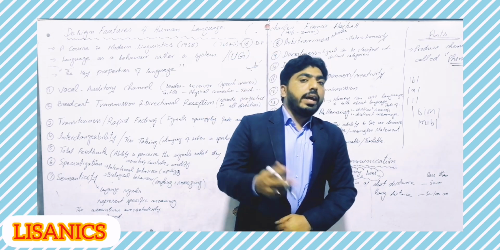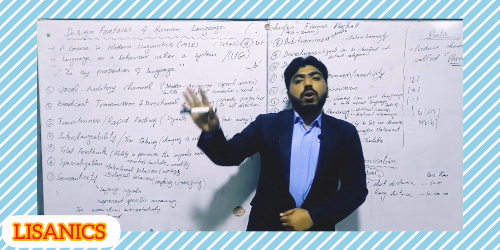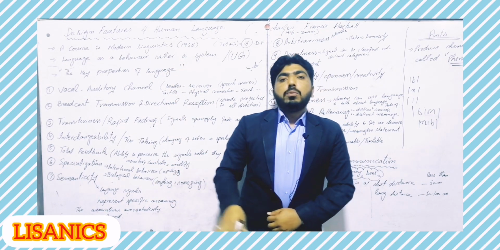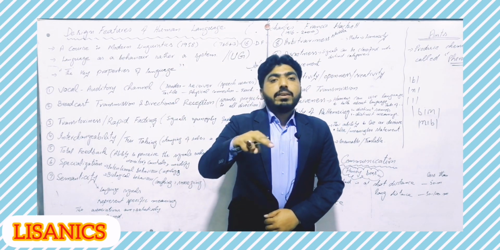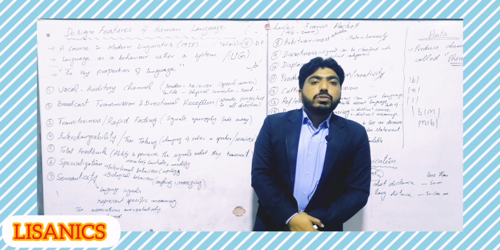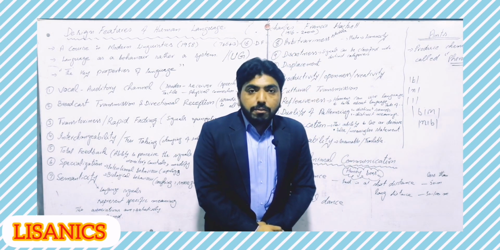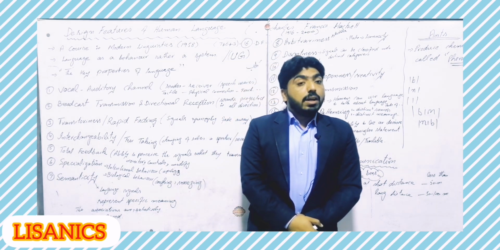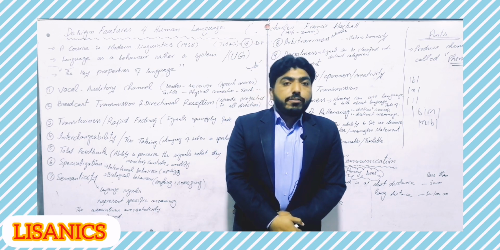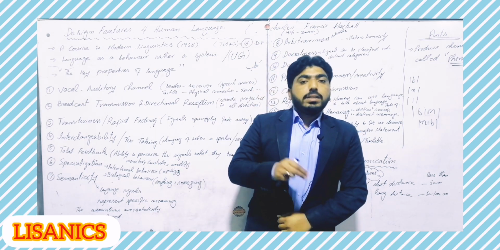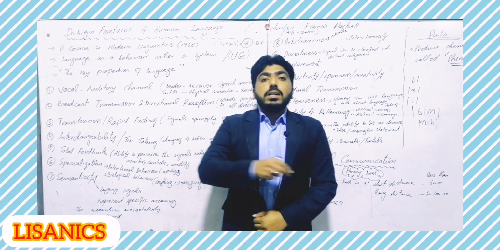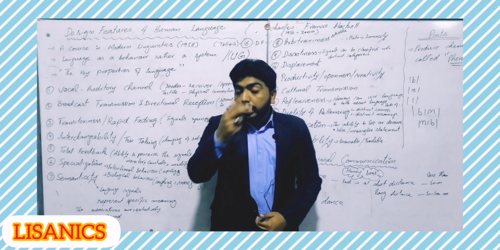For example, a dog that belongs to America and a dog that belongs to Pakistan, both dogs never got a chance to meet each other, but still both dogs produce the same kind of sound, the same kind of utterances. What is the reason? Because their language, their communication is not affected by culture. Their communication is not affected by society. They have not learned to produce certain utterances with the help of culture.